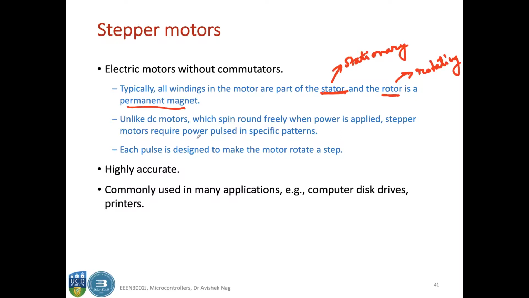Okay, so unlike DC motors which spin round freely when power is applied, stepper motors require power pulsed in specific patterns. So this is more digital in nature, as the name suggests. It rotates in steps, whereas a DC motor is more analog in nature, where it spins around freely. Each pulse is designed to make the motor rotate one step. This is highly accurate, and steppers are commonly used in many applications, for example computer disk drives, printers, etc.